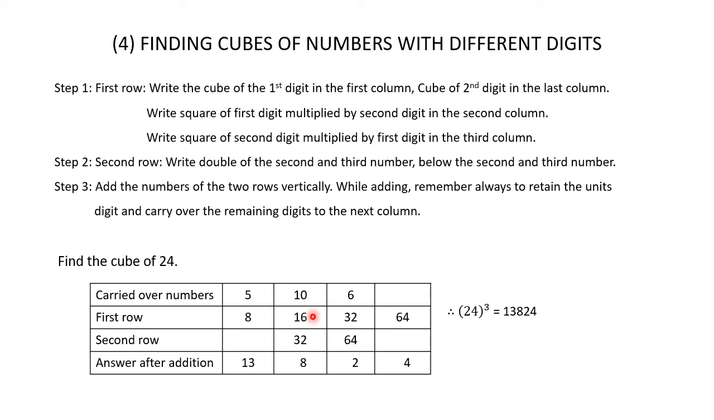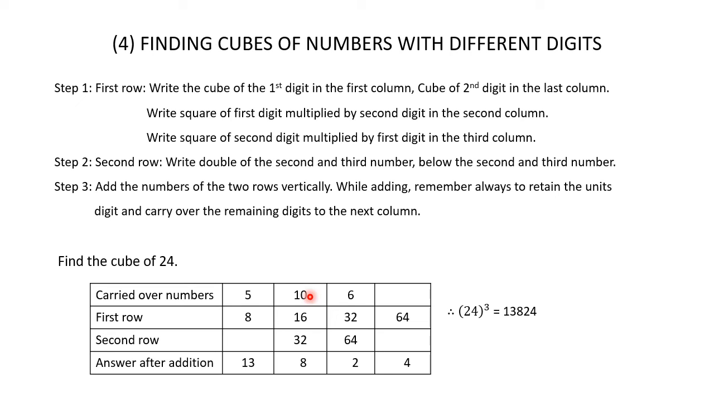Next, double of 16 is 32, right? Write 32 below 16. Double of 32 is 64, right? Write 64 below 32. Now add the numbers in the first and second row. The number 64 has 2 digits. So write only 4 in the answer and carry over 6 to the next column. 6 plus 32 plus 64 is 102. Write 2 in the answer and carry over 10 to the next column.